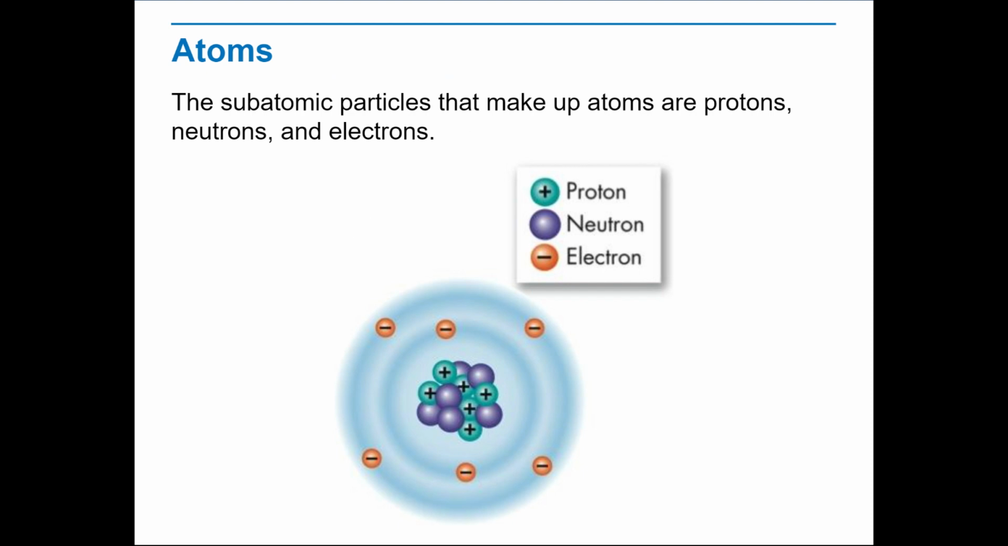And as freshmen during your physical science course, you learn about atoms and the different subatomic particles that make up atoms. And you can see here we've got the protons. These have a little plus sign because they are positively charged. Electrons, they have a little minus sign because they are negatively charged. And the neutrons, they have no sign because they are not charged. They're neutral.